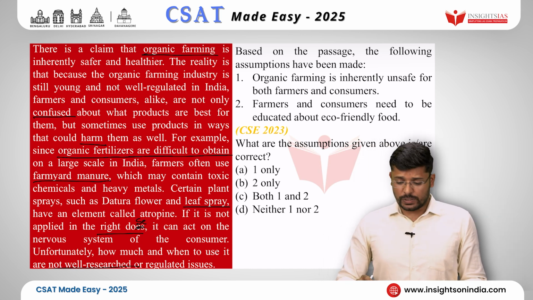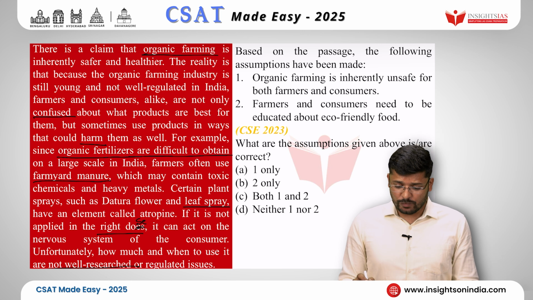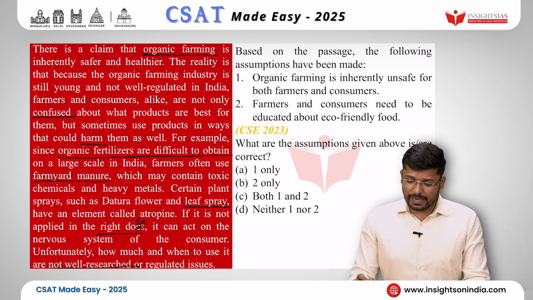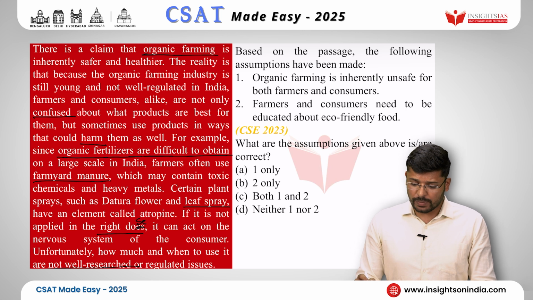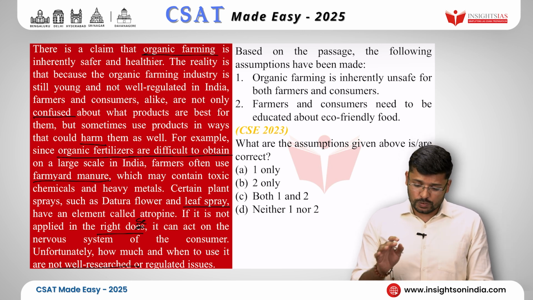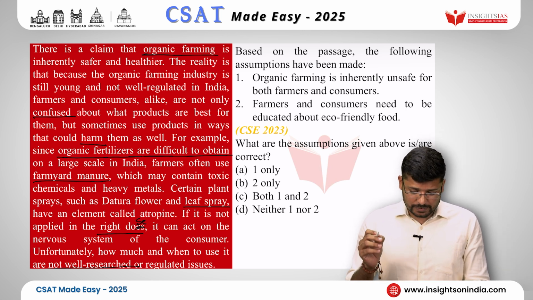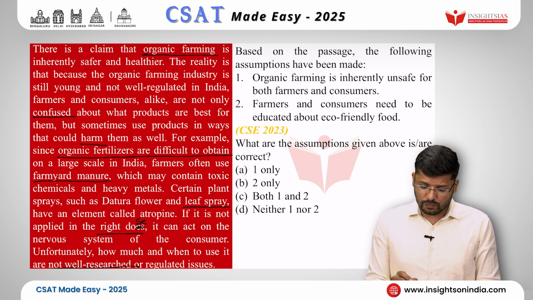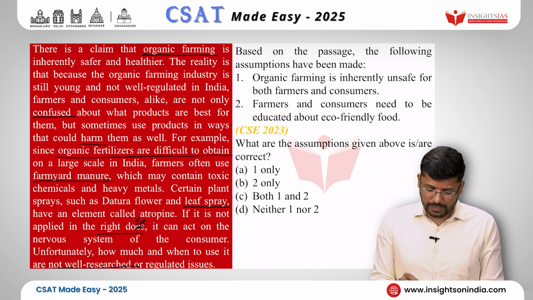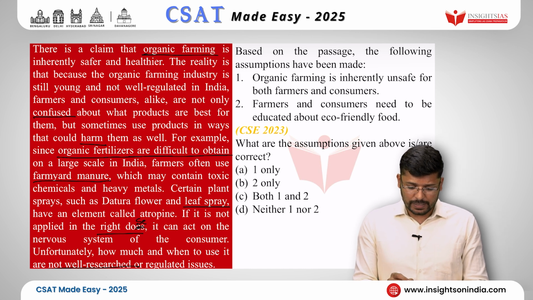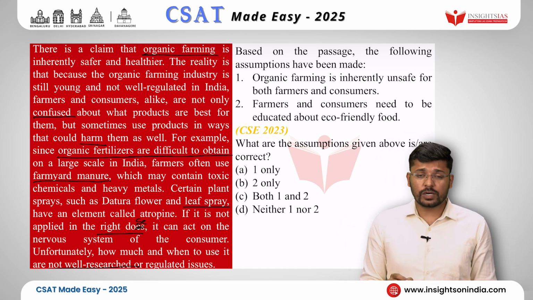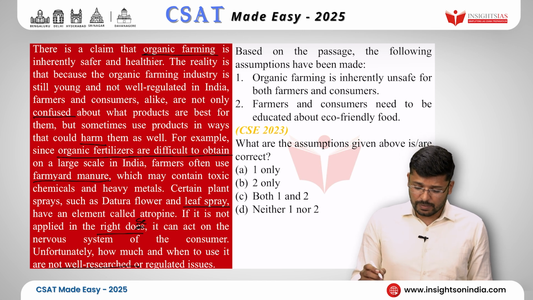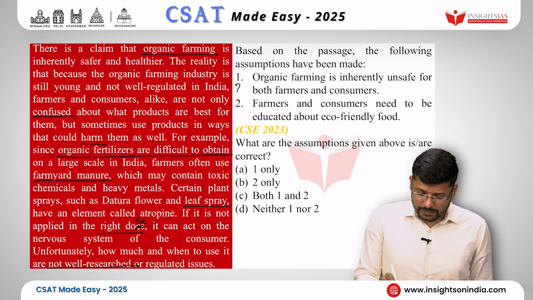Let's look at the question now. Based on the passage, the following assumptions have been made. Organic farming is inherently unsafe for both farmers and consumers. It looks as though this is right, because they are telling us that the farmers and consumers are confused, and hence they will use products which will harm them. So we are prone to think that it is right, but we will keep it pending. I will tell you why.